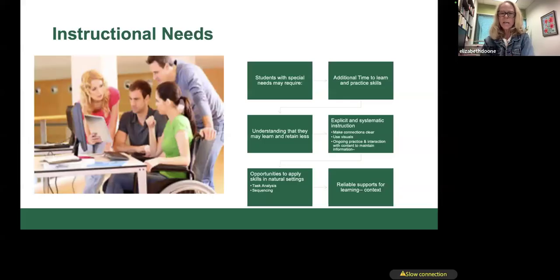So connecting it to the schema, and we do that through putting it in context of how it should be used. And we can make sure that things happen by doing some task analysis and some sequencing of those skills. And then we need to make sure that we have reliable supports for learning, so learning in that context. Those are what all students have, these instructional needs, but they need to be emphasized for our students with special needs.